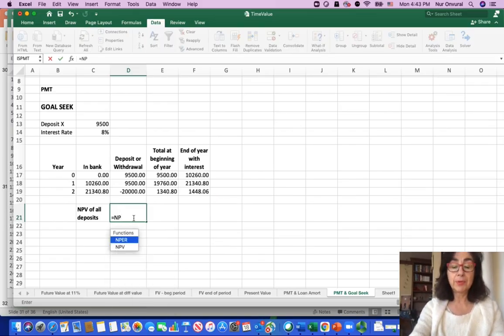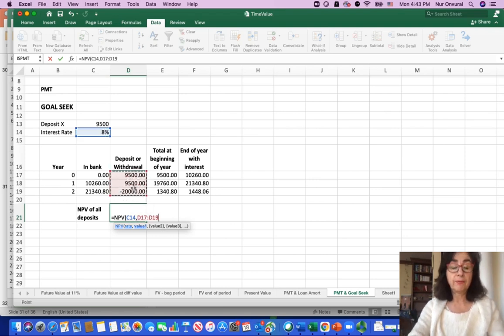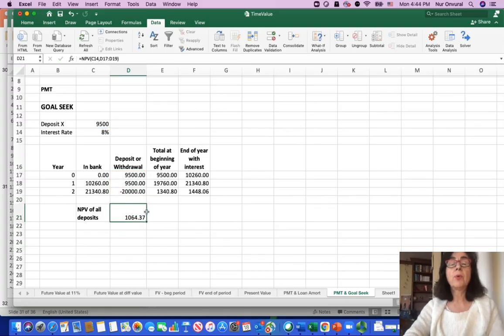So what we will do is we will use the NPV function. We know the rate is 8%, and we know that the values are the $9,500s that we suggested, and the cost of the car is $20,000. So we know that there's like $1,000 extra in there.